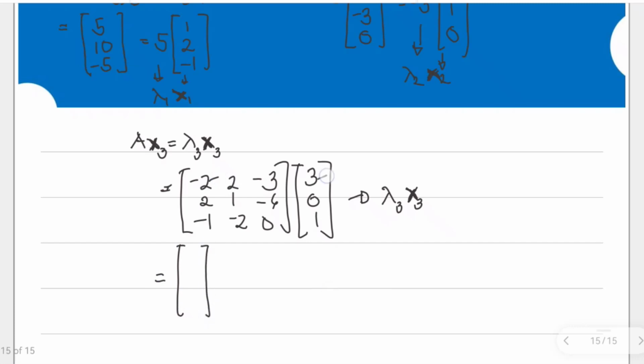Negative 2 times 3 is negative 6. That's 0. Negative 3. Negative 6 plus negative 3, you have negative 9. 2 times 3 is 6. That's 0. This is negative 6. 6 plus negative 6 is 0. Negative 1 times 3 is negative 3. This is 0. That's 0 as well. So the result is negative 9, 0, and negative 3.